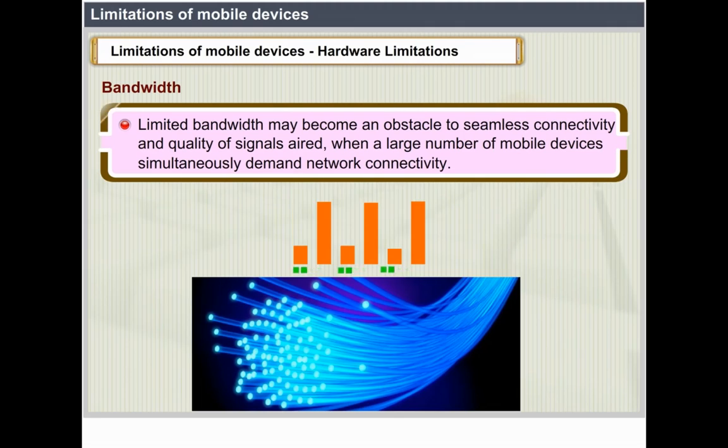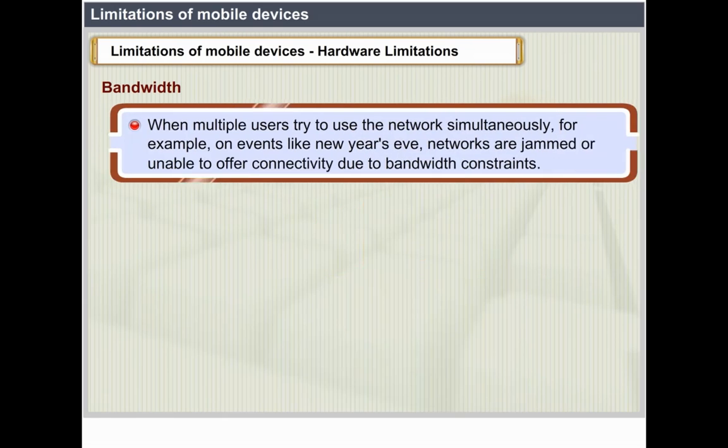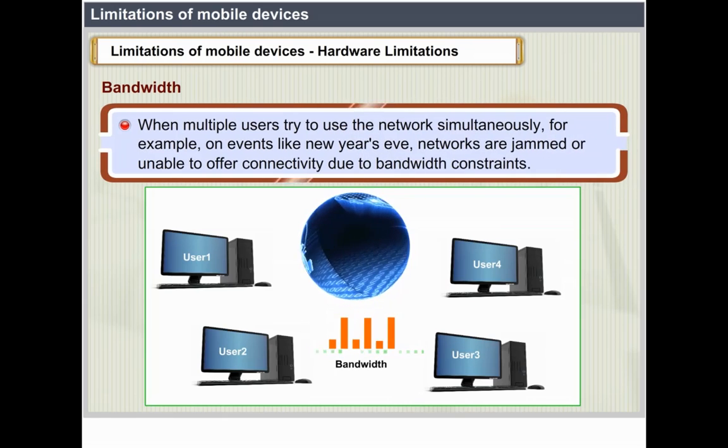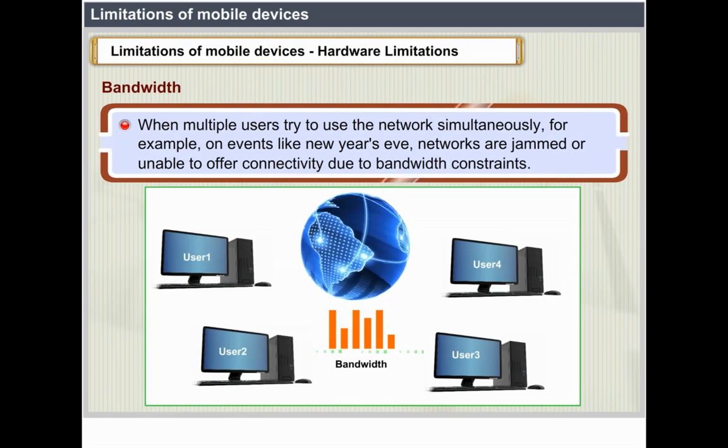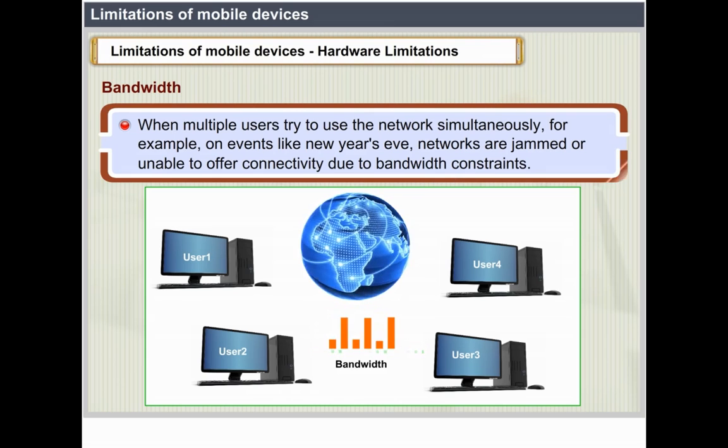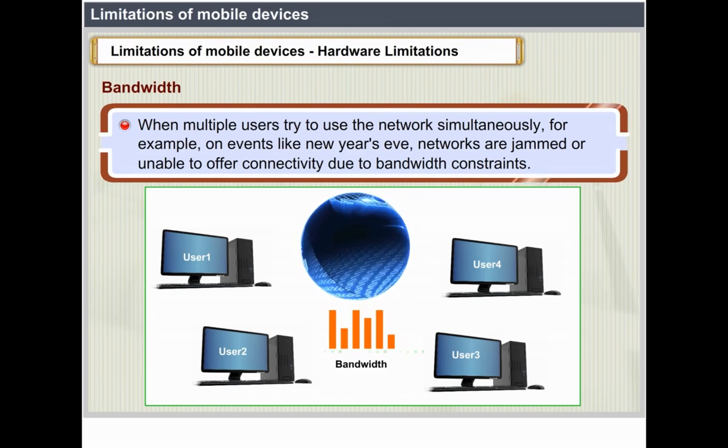Limited bandwidth may become an obstacle to seamless connectivity and quality of signals aired when a large number of mobile devices simultaneously demand network connectivity. When multiple users try to use the network simultaneously, for example, on events like New Year's Eve, networks are jammed or unable to offer connectivity due to bandwidth constraints.